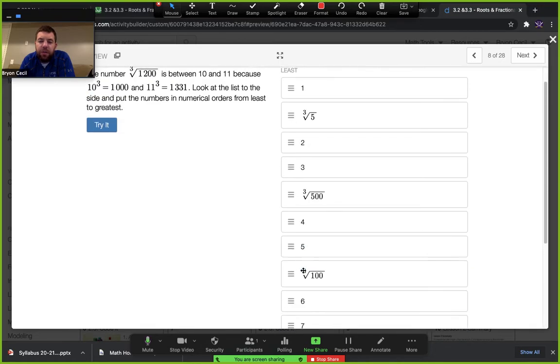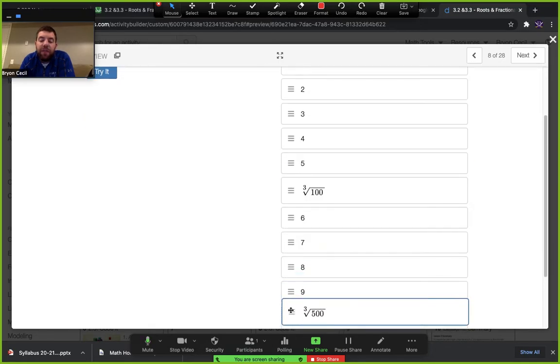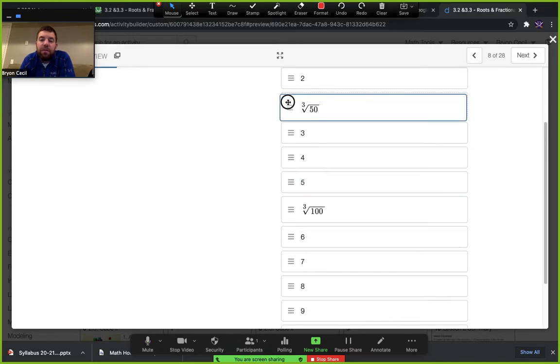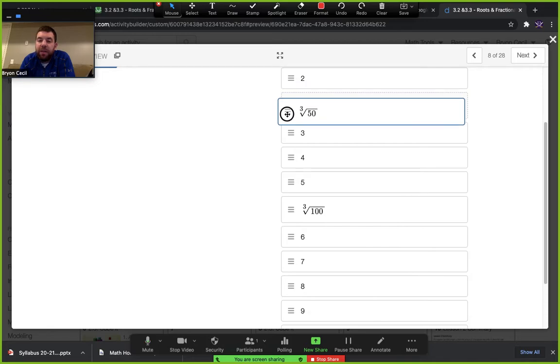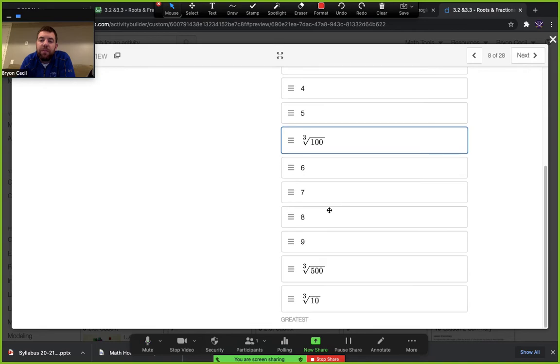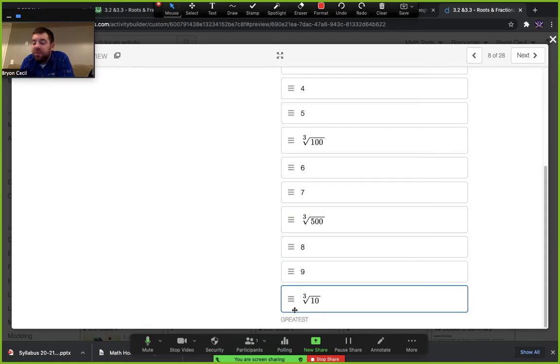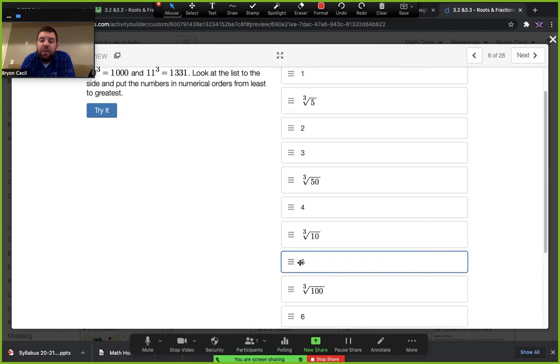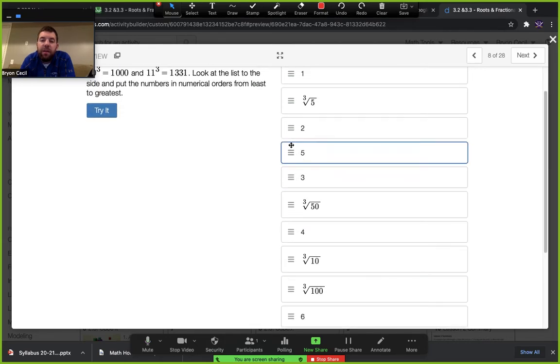Oh, I'm sorry, I moved the cube root of 500. I want the cube root of... there we go. Now, the 500, I look here, 7 cubed is 343. 8 cubed is 512. So this has to be between 7 and 8. And then the last one, guys, the cube root of 10 has to be in between 2 and 3.